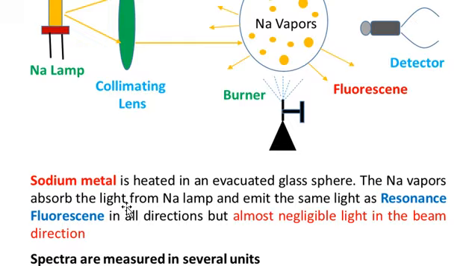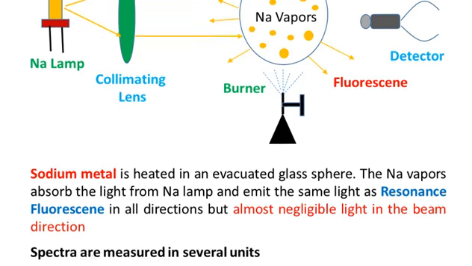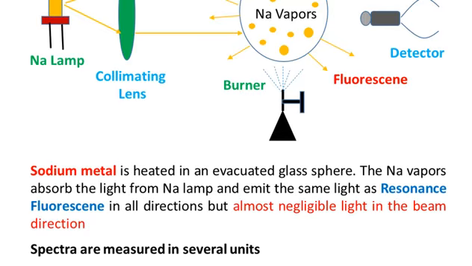And you see that the sodium metal is heated in an evacuated glass sphere. The sodium vapors absorb the light from the sodium lamp and emit the same light as resonance fluorescence in all directions, but almost negligible light in the beam direction will reach the detector. So the detector will record that a particular wavelength which was illuminating the chamber is now missing, which means that the atomic structure of the vapors corresponds to the emission of that wavelength.